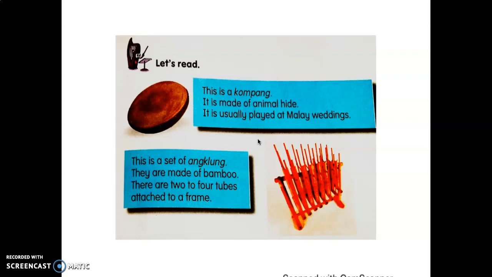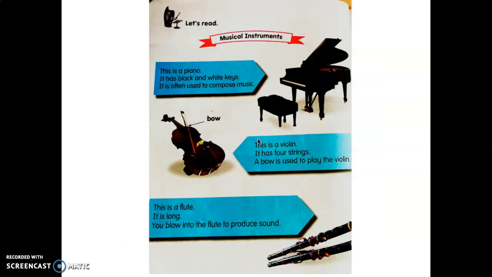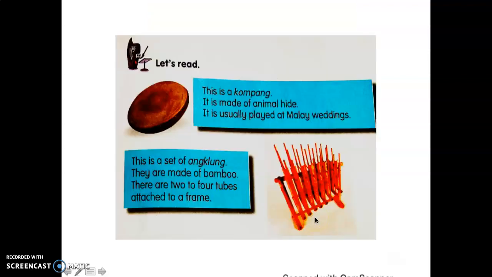Okey. Sekali lagi, cikgu ulang. There are 5 musical instrument that you need to learn. Ada 5 alatan muzik yang kamu perlu pelajari pada hari ini, iaitu first, piano. This is piano. This is a violin. This is a flute. This is a kompang. And this is angklung.